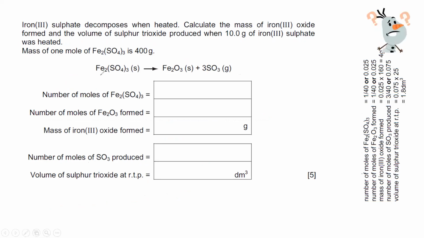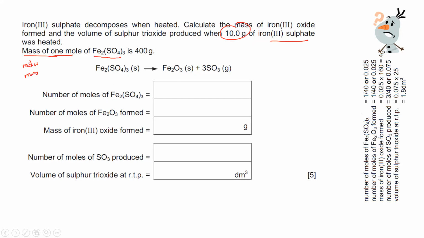Iron 3 sulfate decomposes when heated, it breaks down when heated. Calculate the mass of iron 3 oxide formed. So we have to find the mass of iron 3 oxide formed and the volume of sulfur trioxide as well, when 10 gram of iron sulfate is heated. So the mass of iron sulfate is given, 10 gram, and the mass of 1 mole is given. Sometimes they give you the mass of 1 mole. The mass of 1 mole means the molar mass is also given.